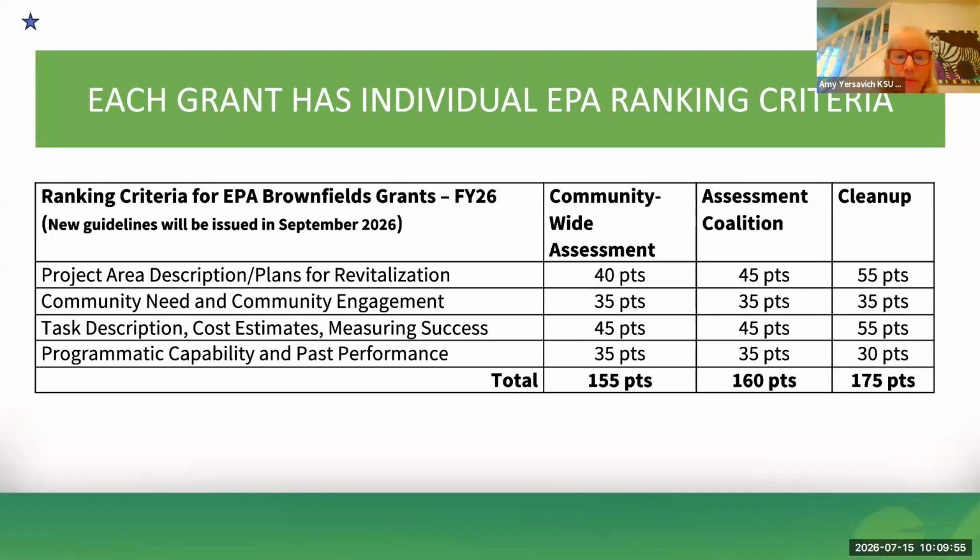Here's the point structure. Based on the type of grant that you're looking at, whether it's an assessment coalition, a community-wide assessment, or a cleanup. I didn't include state and tribe here because it doesn't really affect most of the readers, but we can certainly get you that information if you are a state and listening in and want that. So here that just tells you how many points are going to be awarded for each of these different 4 sections.